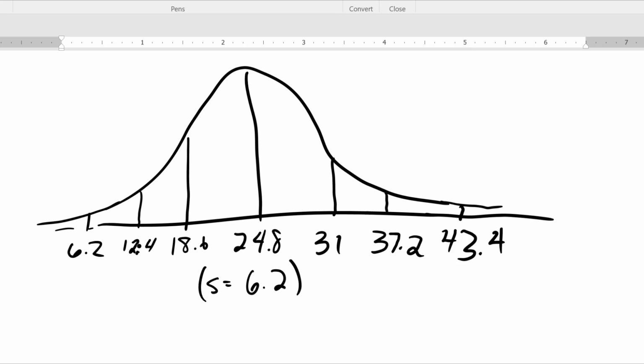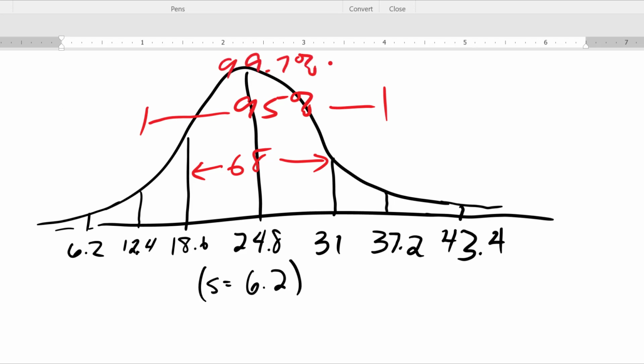So as you recall, 68% of the data fall within one standard deviation from the mean. And then we have 95% of the data within 2 standard deviations of the mean. And then almost all the data, 99.7%, go within 3 standard deviations of the mean. So those are our numbers.